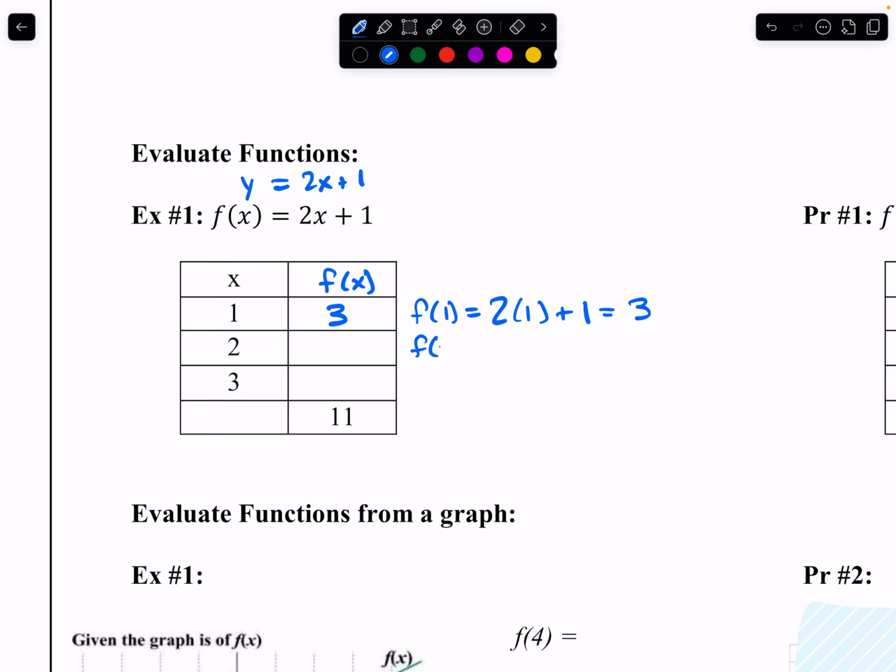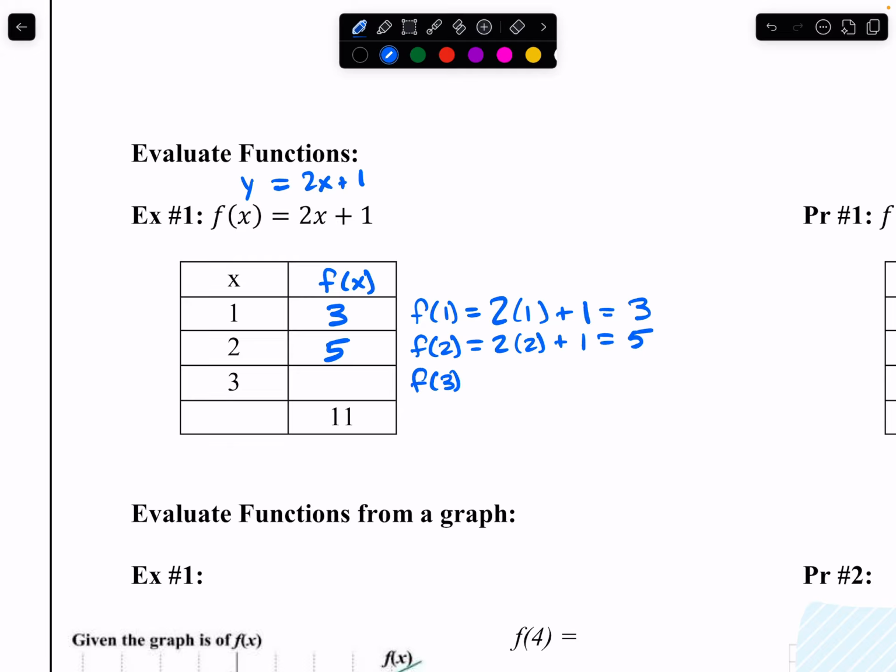Try it again. We have a different input this time. We're going to find out what f of 2 is. We're going to write the same function, but plug in a 2 in place of x. 2 times 2 plus 1, that's 4 plus 1, which should be 5.